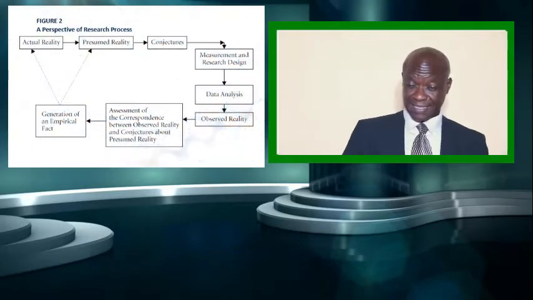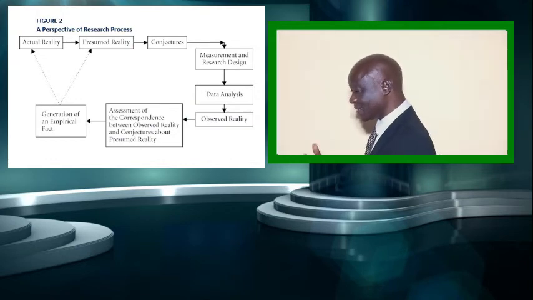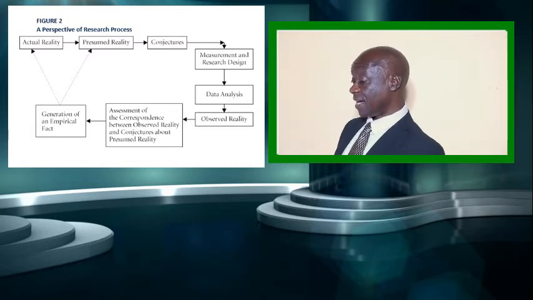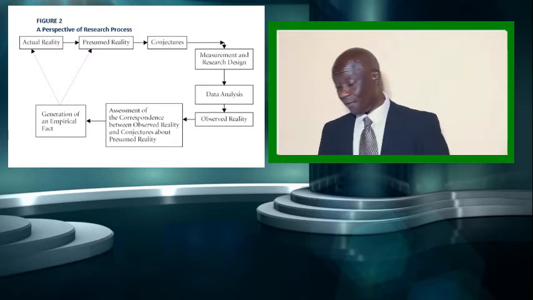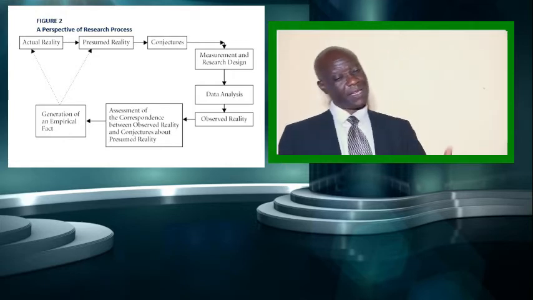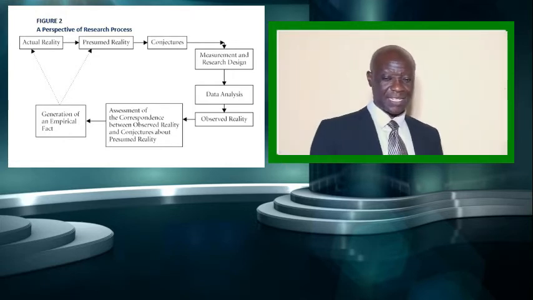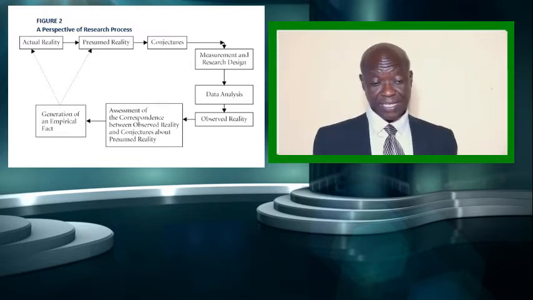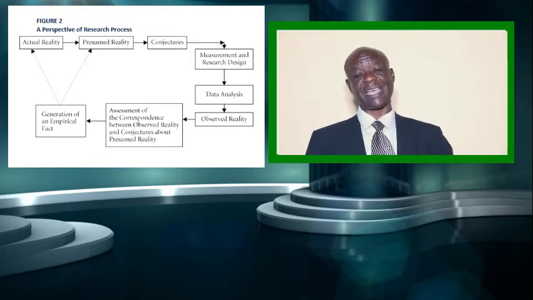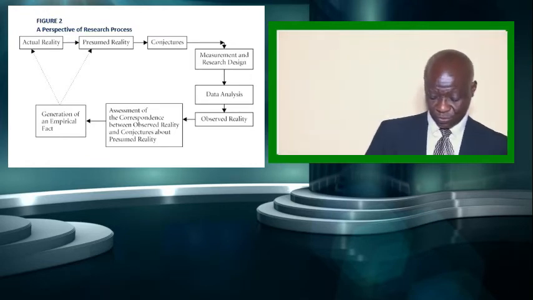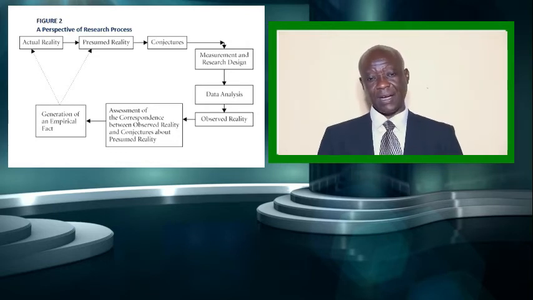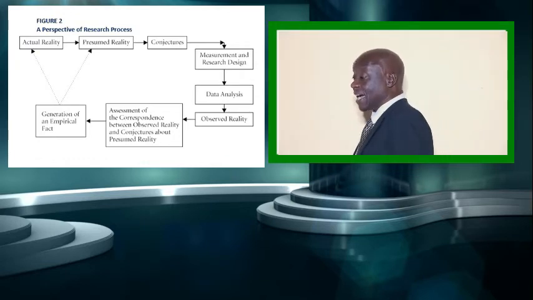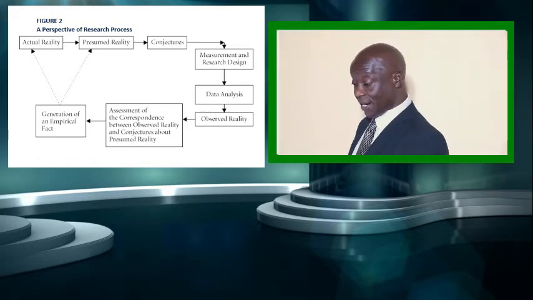Now, if it does, then the conjectures are accepted as reflecting the reality out there. And of course, each conclusion of correspondence between the conjecture and the actual reality provides an empirical fact, as I've already said, in the form of an empirically supported conjecture about the reality, ladies and gentlemen. Now, this adds one piece of knowledge to the existing reality. This also strengthens the research community's confidence in the adequacy of the presumed reality in representing the actual reality.